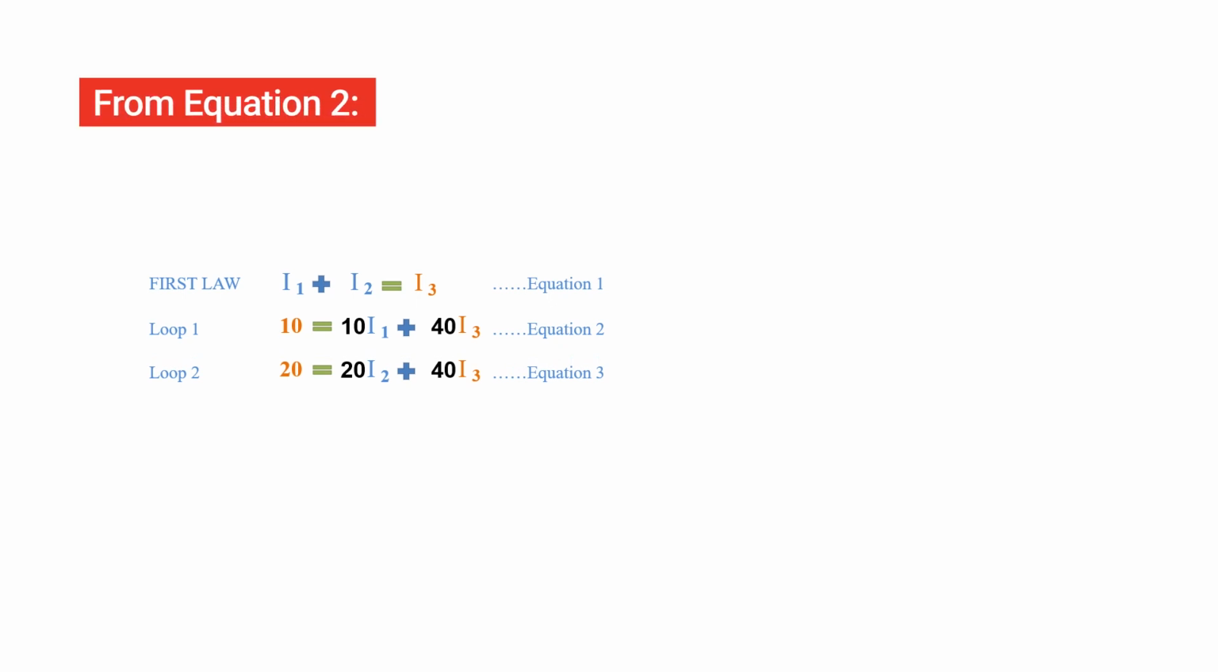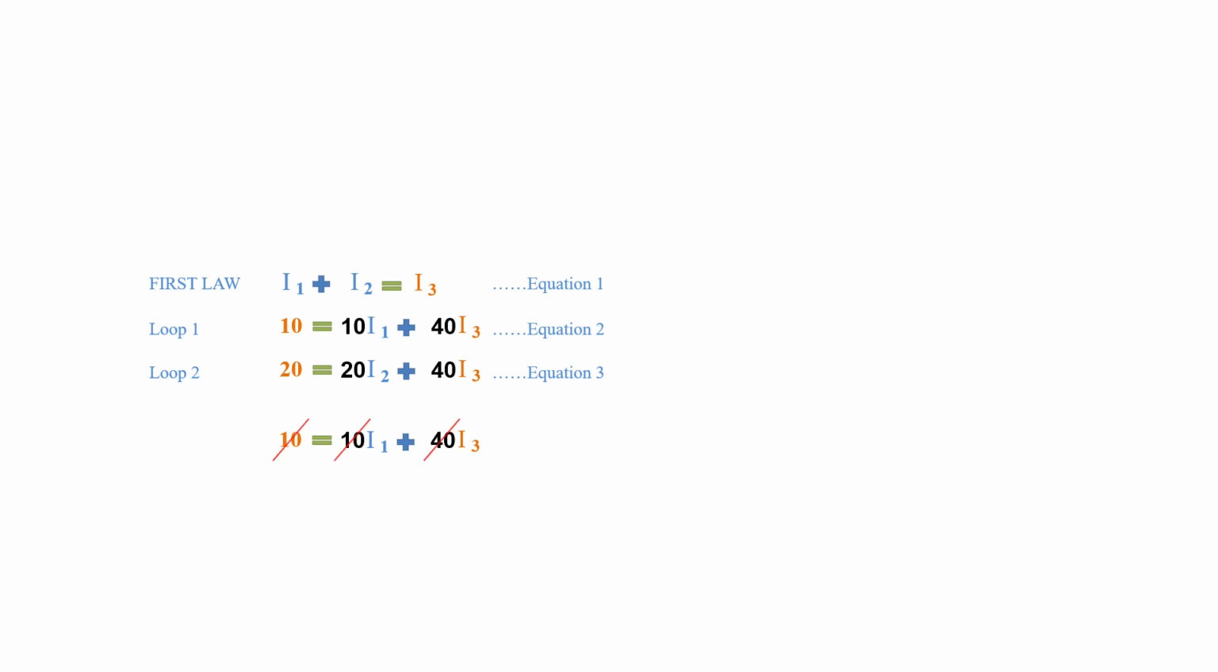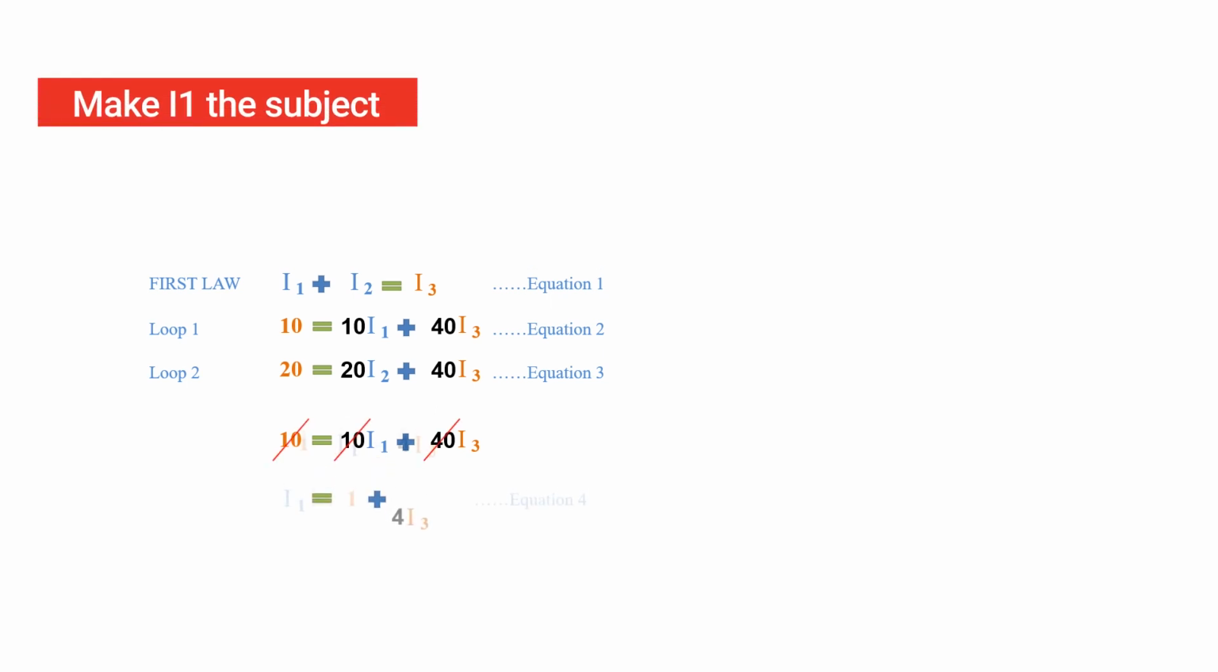Now, using loop 2, the EMF is 20 volts, and this must be equal to the potential drop in R2 when current I2 goes through it, which is 20 I2, plus the potential drop in R3, which is 40 I3. This is the third equation. Now we have three equations with three unknowns, so we need to solve them simultaneously. Start from equation 2. That is 10 I1 plus 40 I3. You can see 10 is common. So if you divide all through by 10, we have 1 is I1 plus 4 I3. Make I1 the subject of the equation. We have I1 is 1 minus 4 I3. Let's call this one equation 4.